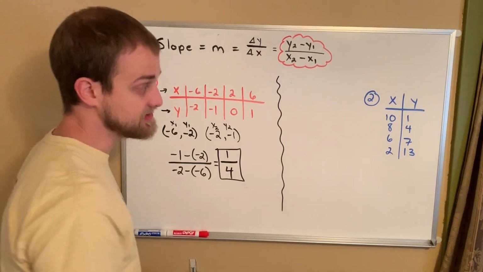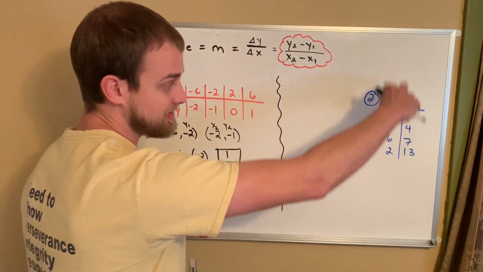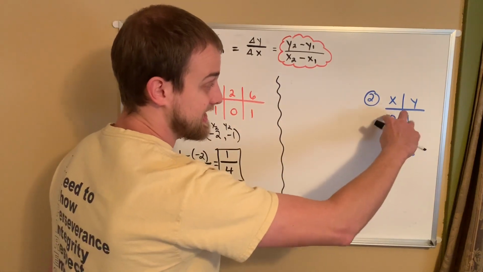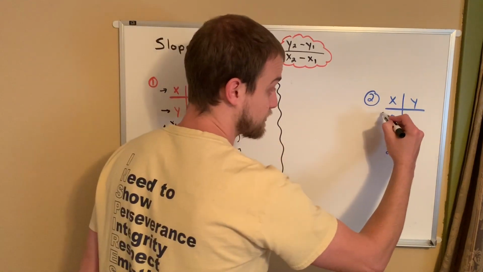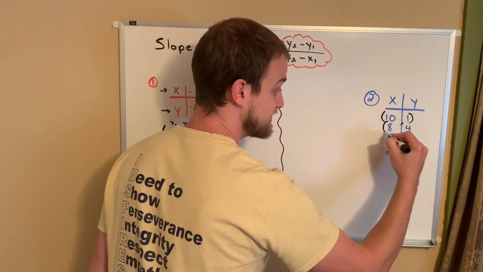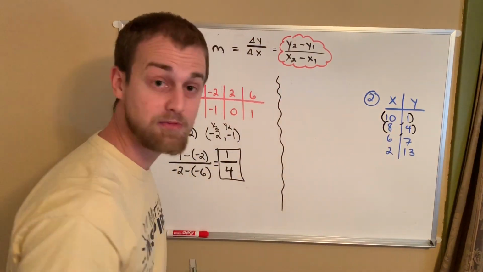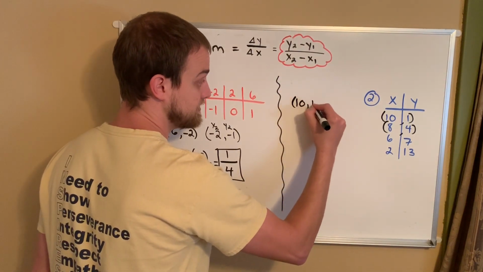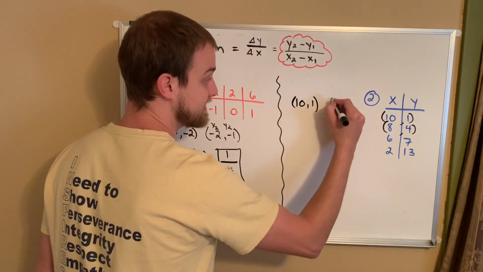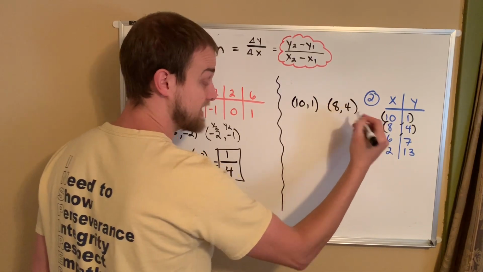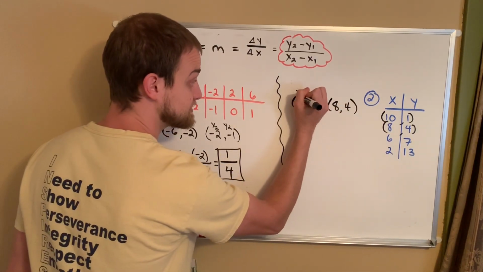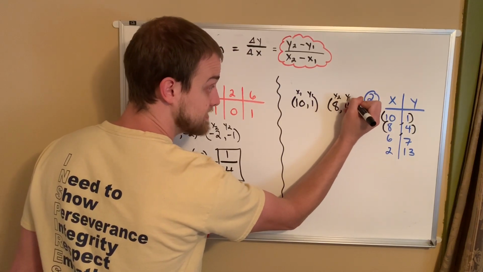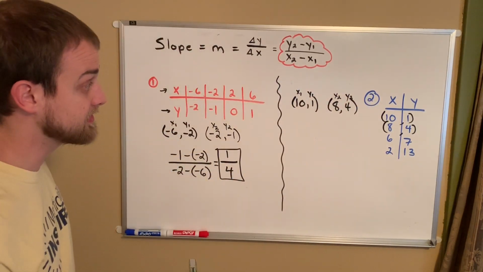Moving over to number 2, it's the same idea. We like when tables are up and down like this, or vertically arranged, because the x and y are already in order for us. So the ordered pairs are easy to see because they're already oriented the way we want them to be. So let's use the first two, (10, 1) and (8, 4). And it's the same process, right? I have my x1, my y1, my x2, my y2, and now we're ready for my formula.